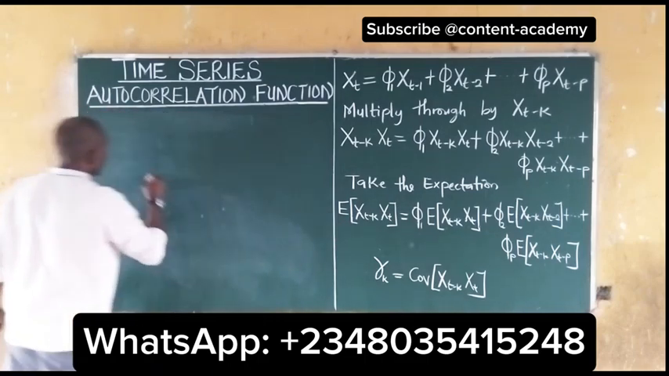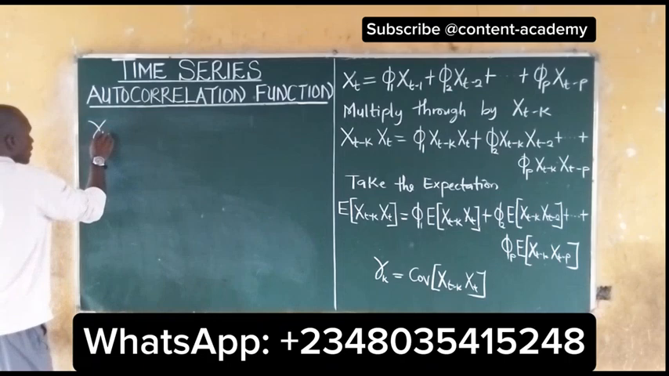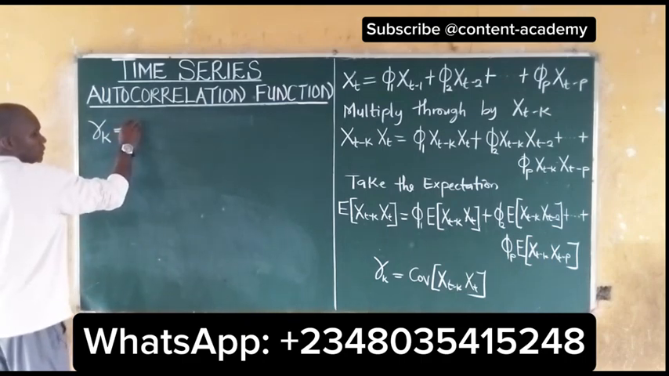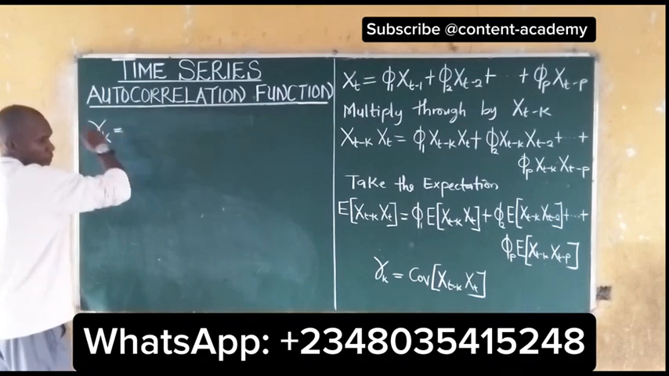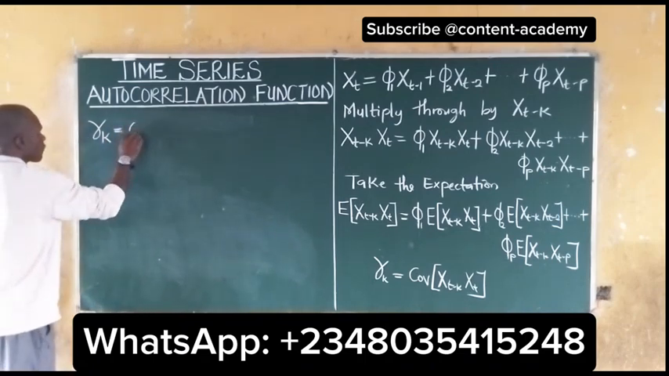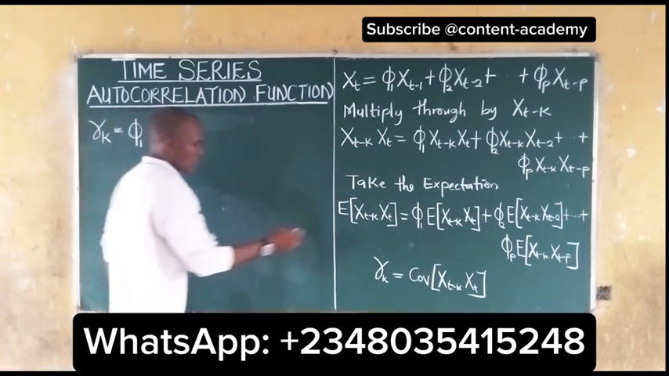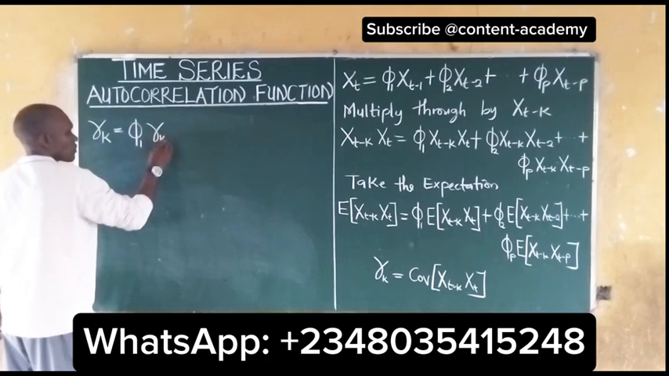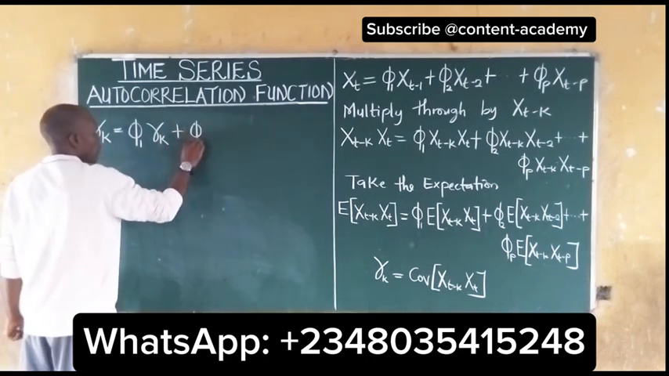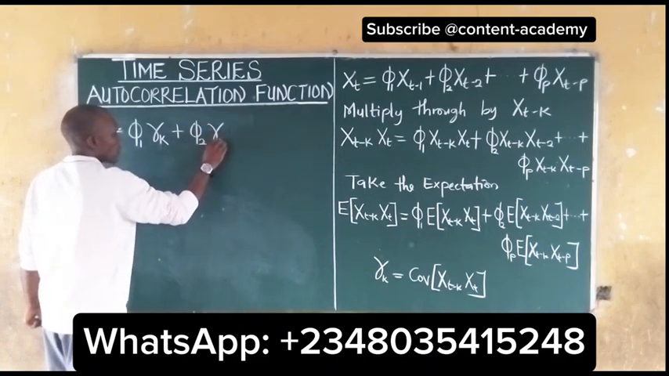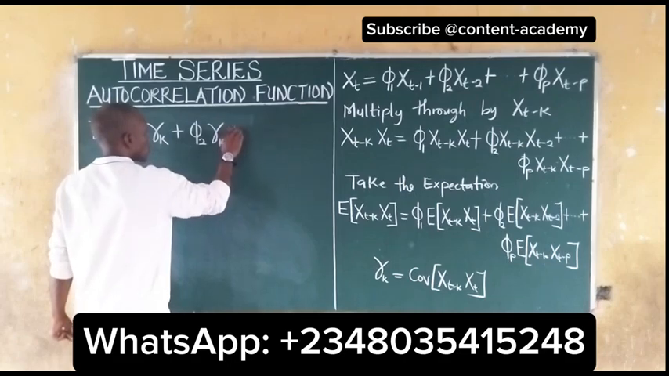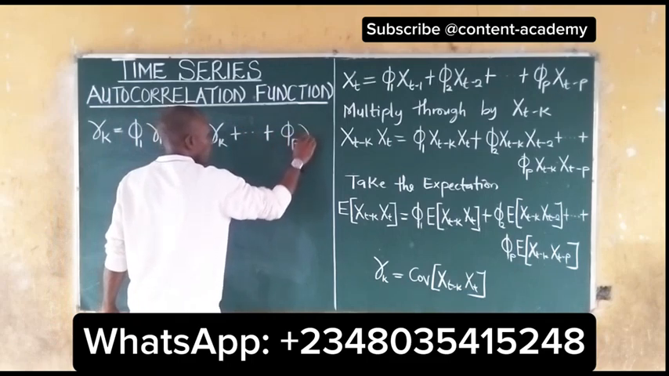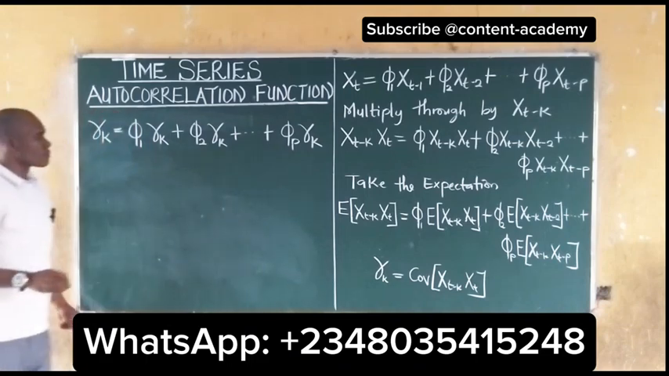So wherever we see this, we put it. It then means that Rk is equal to phi 1 R k minus 1 plus phi 2 R k minus 2 plus phi p R k minus p. So this is what we have.